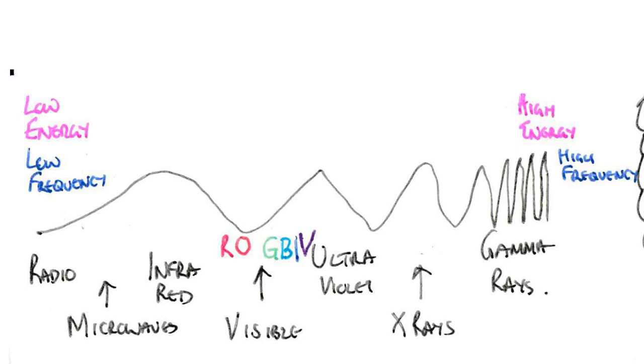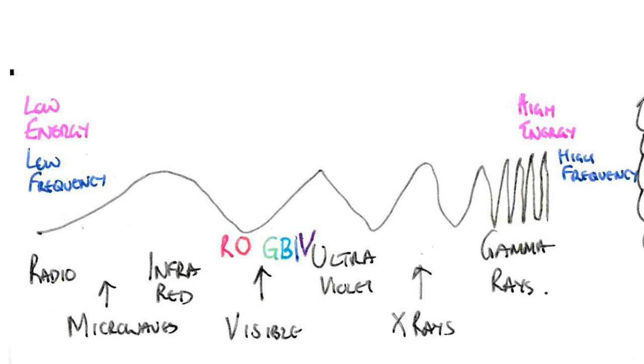Right, a couple of things you also need to know is that at one end, radio waves have got low frequency and low energy. So frequency is associated with energy, so low frequency, low energy. At the other end of the electromagnetic spectrum, you've got gamma rays, which have got high frequency and high energy.